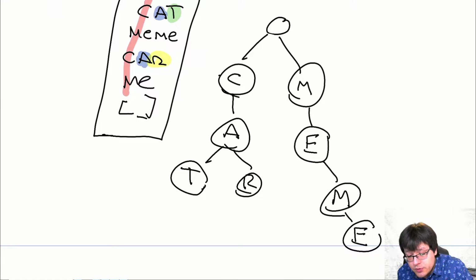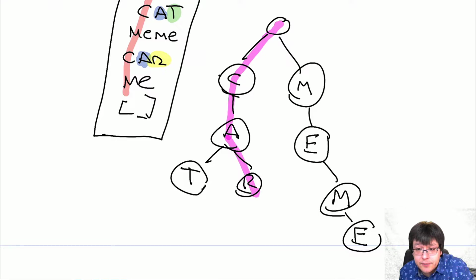All you have to do is traverse the tree, starting from the root, and see if there's a C. Yes, there is. Is there an A? Yes, there is. Is there an R? Yes, there is. Okay, are we in a leaf node? Yes, we are. So then we can say that car is effectively in our universe.